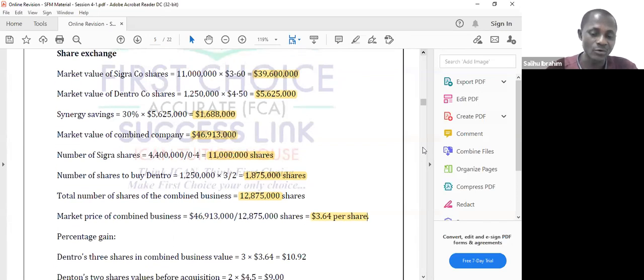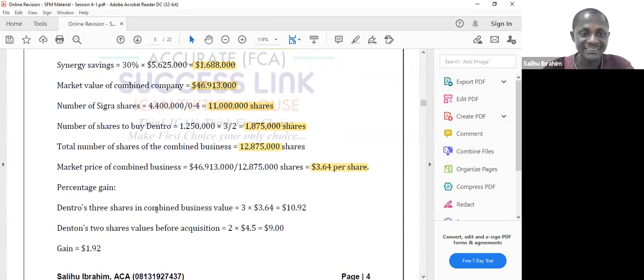Now look at it. How do I now get whether there is gain or loss? I collected 2 shares from this company, and the 2 shares were valued at 4.5 each, right? So it means what I bought is 4.5 times 2, which is 9. But I now pay them with 3 shares, and each of the 3 shares is valued at 3.64. So 3.64 times 3 is 10.92. So are they not gaining? Look at the gain now.